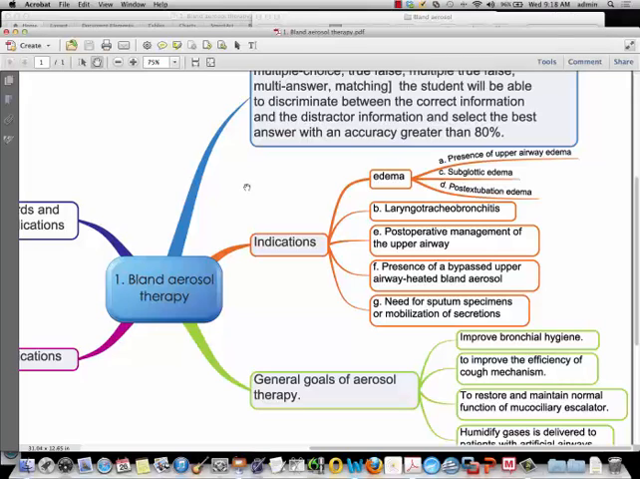Next, presence of a bypassed upper airway, and this means it has to be heated. Whenever you apply aerosol to an airway and the upper airway is bypassed, when I say the word upper airway, I mean from the tip of your nose to the top of your larynx. That's your upper airway. When you bypass the upper airway, you take away the person's ability to warm, to filter, and to humidify that gas.